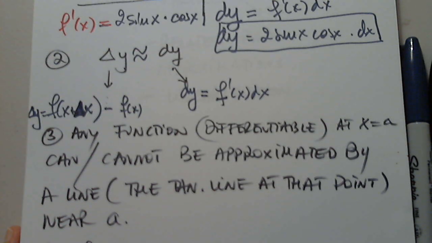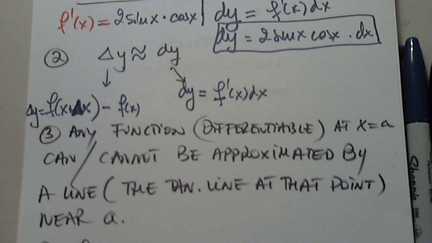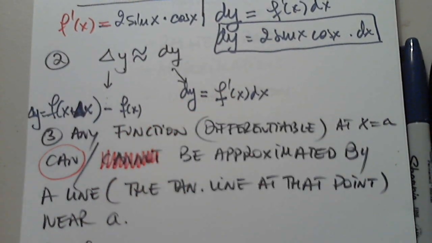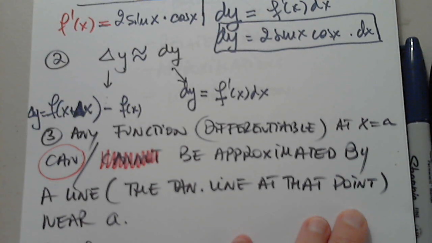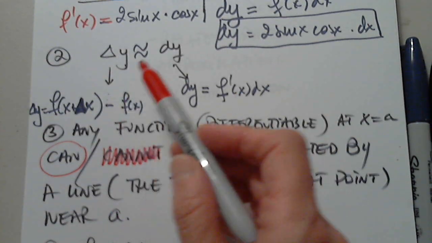Wouldn't that be a linear approximation? So yes. So we're going to write them in a minute. Yes. So it can be approximated then. Yes. Okay, I agree. So any function that is differentiable at a point can be approximated by the tangent line at that point, near that point.